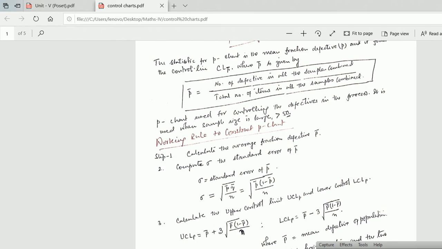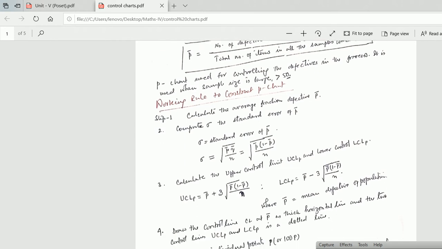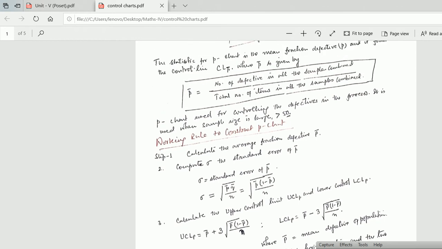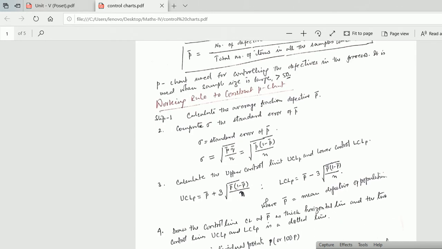It is used when the sample size is large, that is greater than 50. Now see what is the working rule to construct a P chart. Stepwise we will discuss here. Step 1. First of all, we will calculate the average fraction defective P bar.